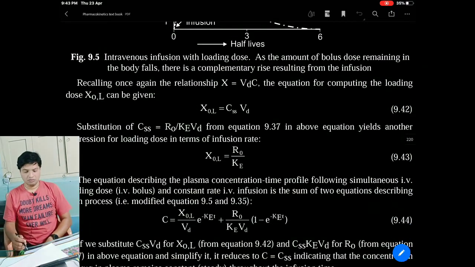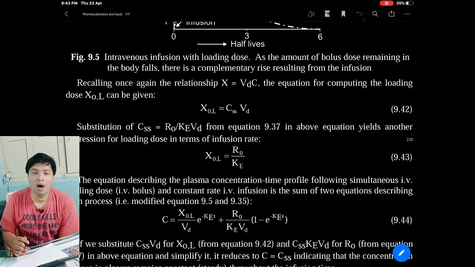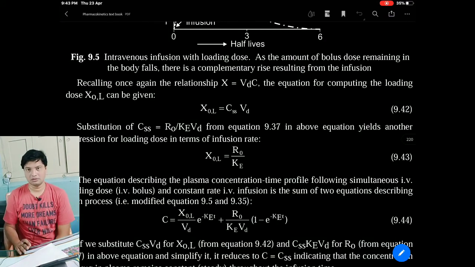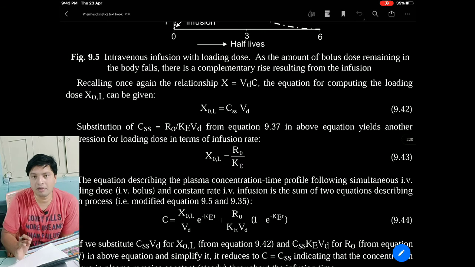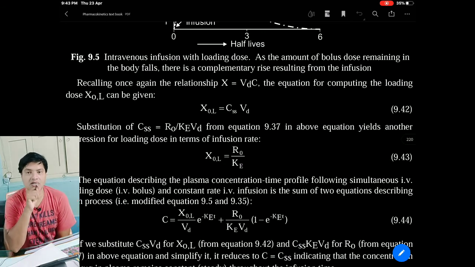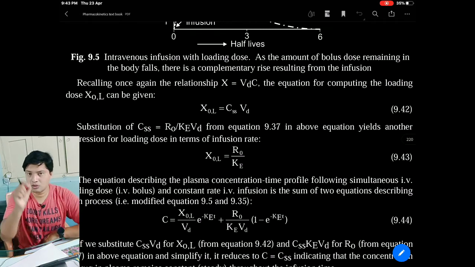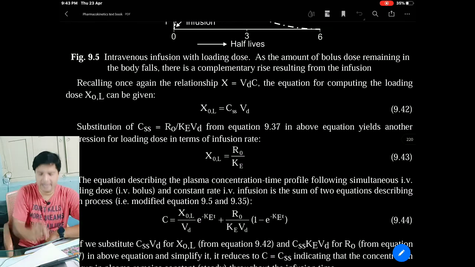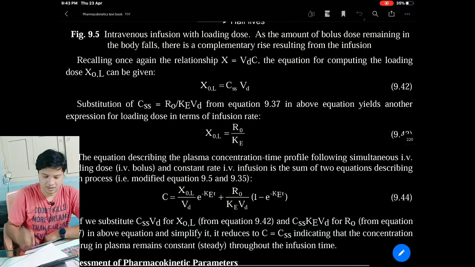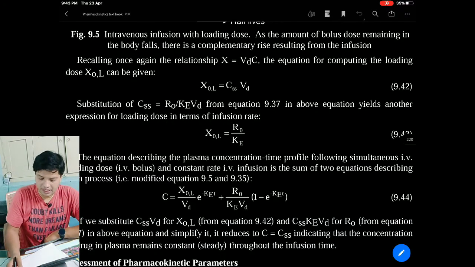So now I want to know what the loading dose is. Infusion, okay, we are giving at a particular rate, but I need to know what the loading dose is for maintaining the drug concentration at steady state. To calculate that loading dose, again we need to derive the equations.